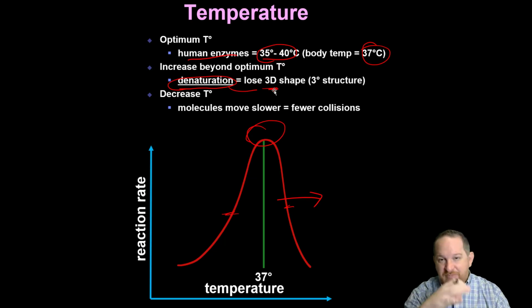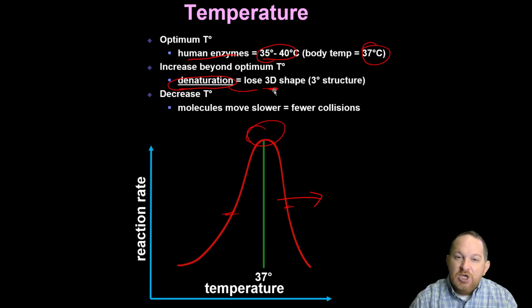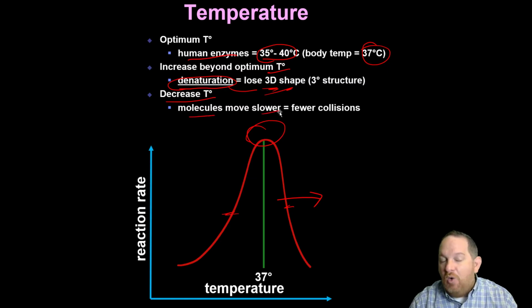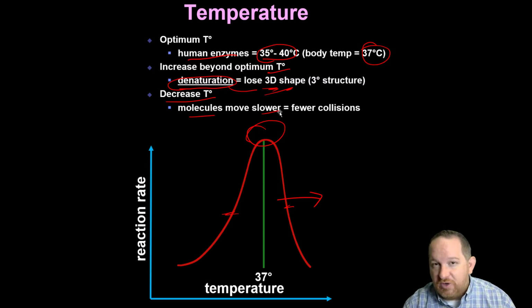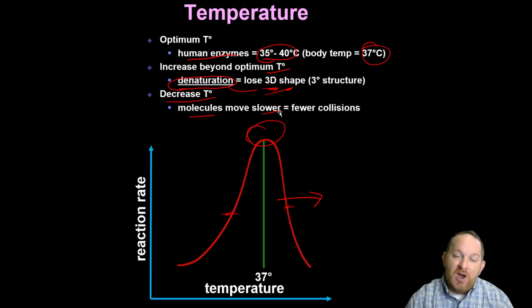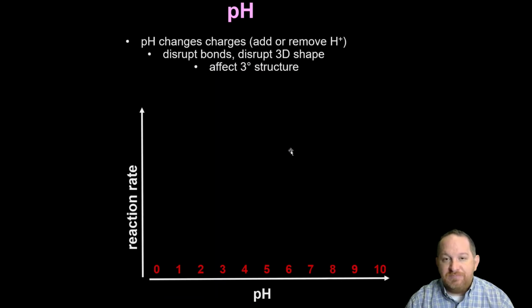The 3D shape is going to be denatured, and it's going to be unfolded or not folded correctly. So if we get too high of a temperature, it's going to be denatured. If the temperature is too low, remember back to chemistry, molecules are moving slower when we have a decreased temperature, so they're going to collide fewer times, not going to get as many collisions, therefore not get as many reactions, right? So enzymes have an ideal or optimum temperature, which will give us the greatest reaction.